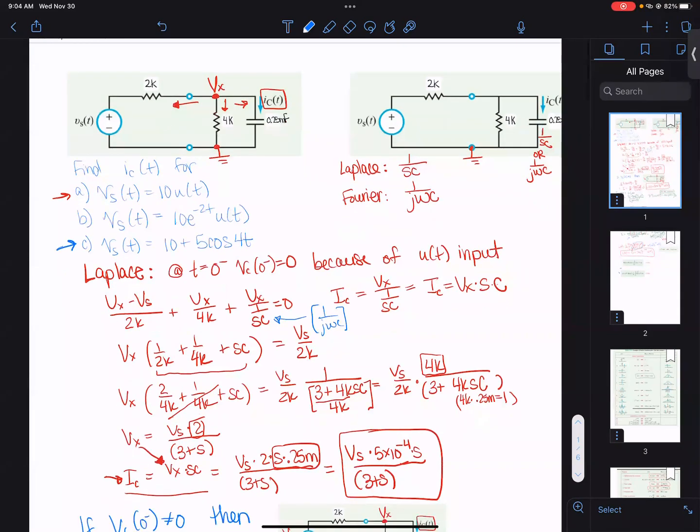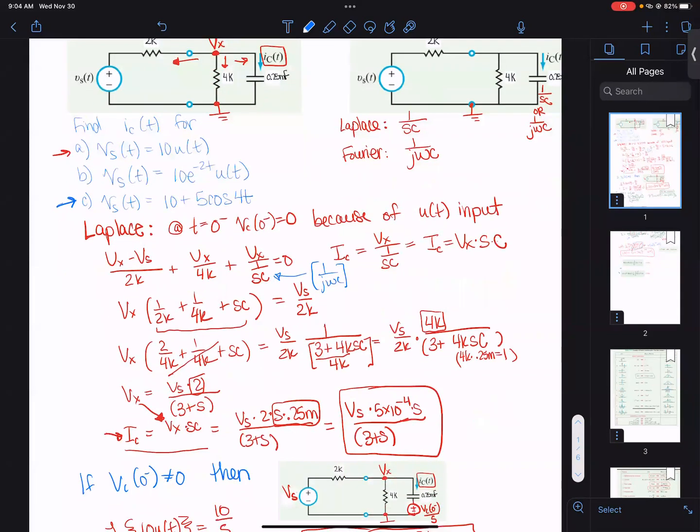Are we doing B or C? B. Okay, thank you. So go ahead and try and solve this for an input of S of t equal to the 10e to minus 2t ut.